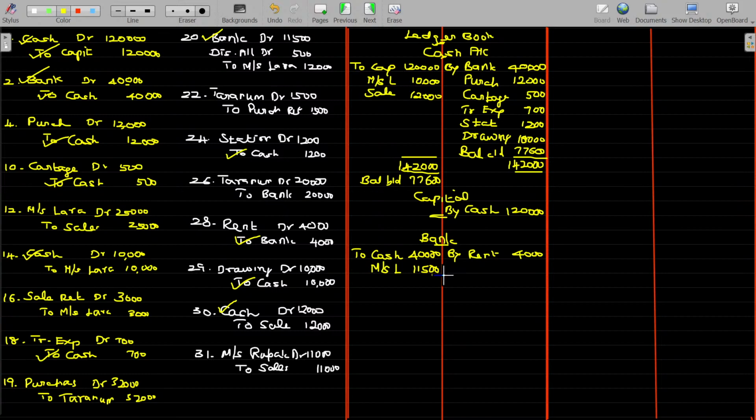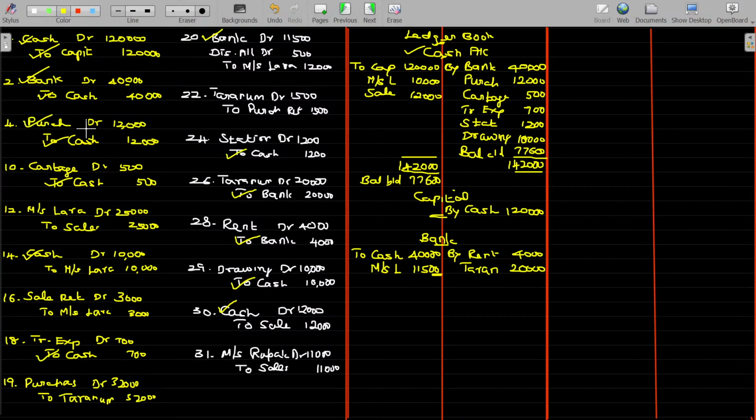I am not going to tally, as the question is also about posting only. I have illustrated by tallying the first one, not the rest of the things. Hope you could now understand this one. We have one more thing. On 26th, to bank in the credit side, then by Taranam. The value being 20,000. I leave it as it is.